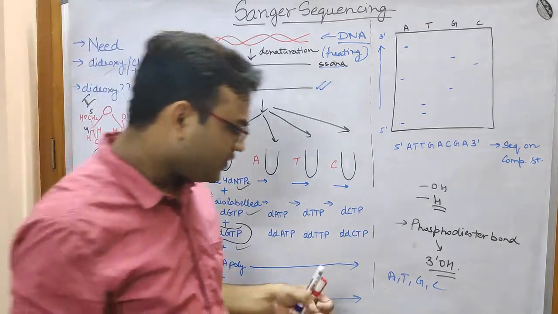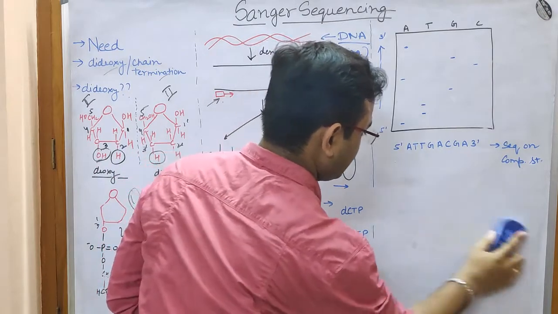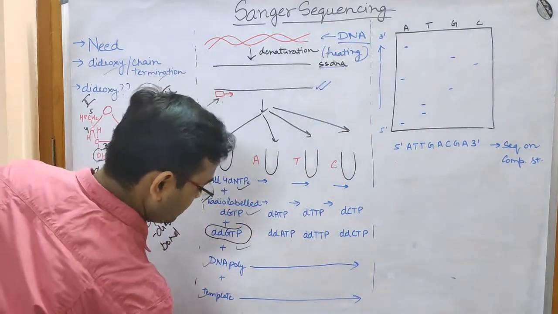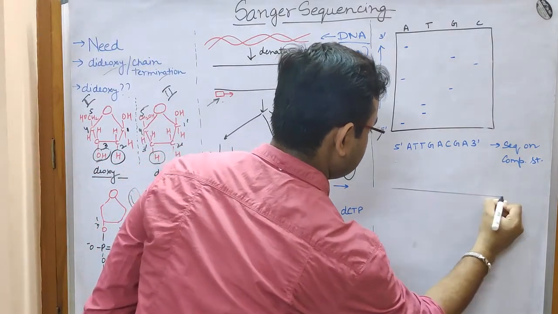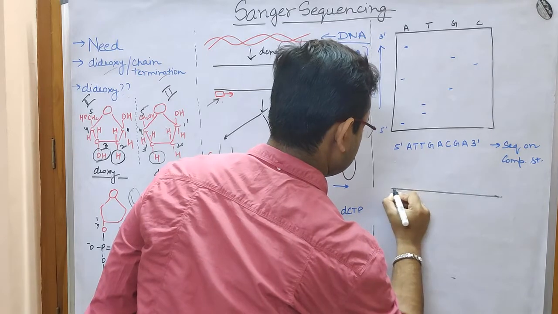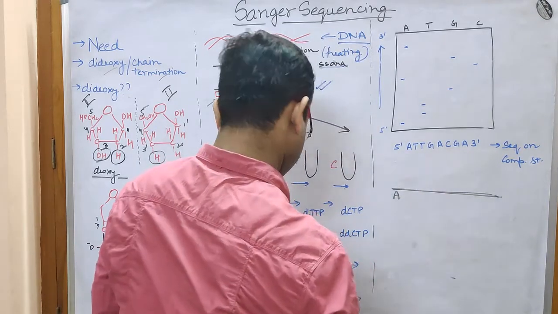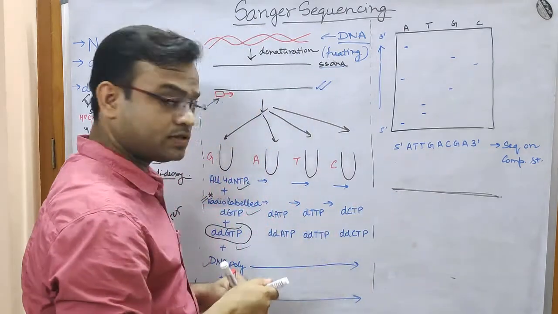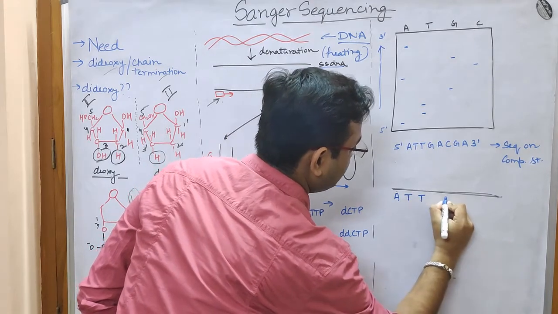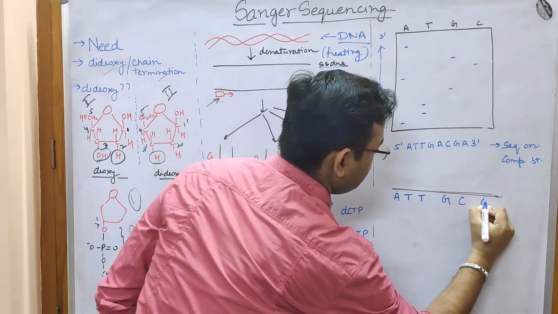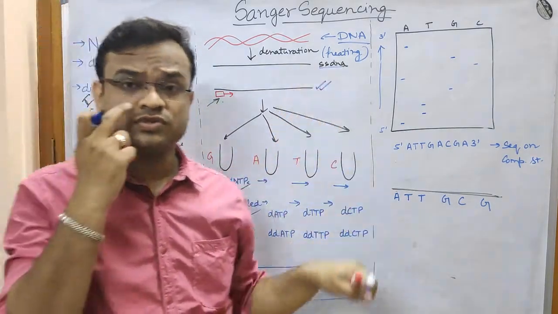Now, after giving this, what will happen? Let us take an example, okay? Suppose this is our chain A, T, T, G, C, G. So this was our fragment, this was our DNA strand that we wanted to sequence, okay?